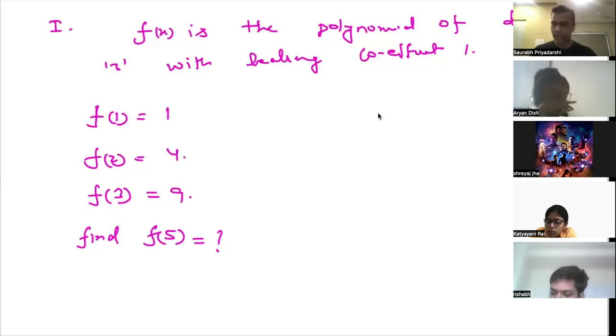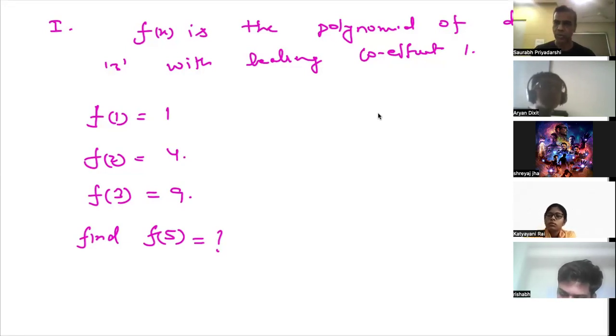f(1) is 1, f(2) is 4, f(3) is 9, and you have to find the value of f(5), right? And it's given that the leading coefficient is 1. What is the meaning of leading coefficient? It means the coefficient of the highest degree term is 1. Very good. You want to try, or should I start?